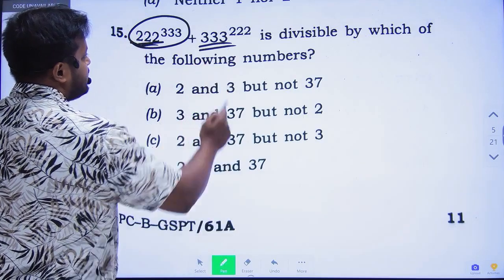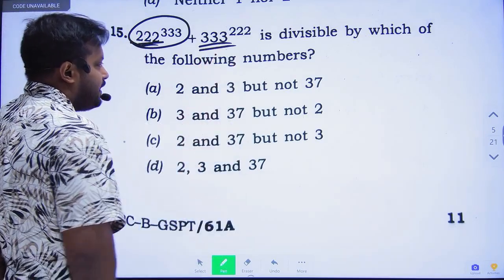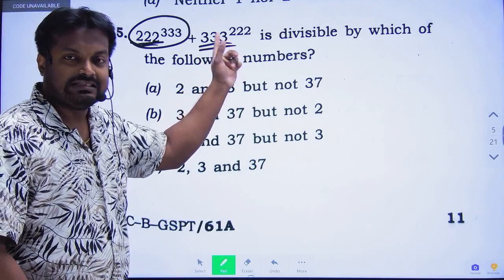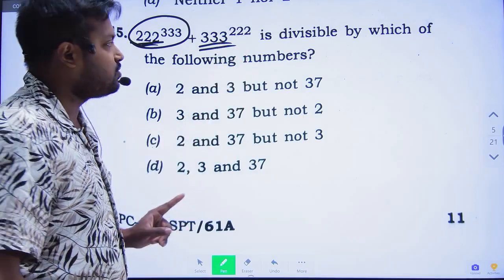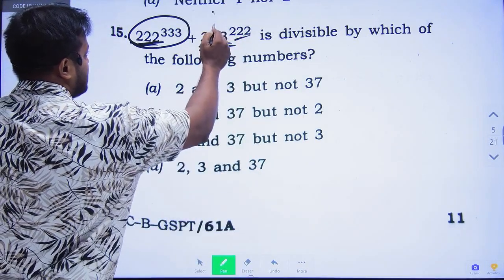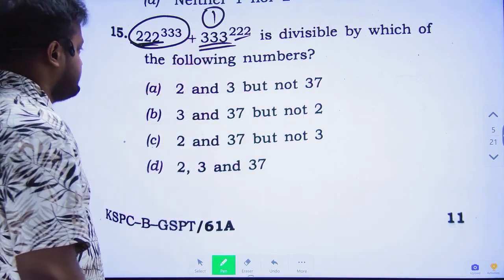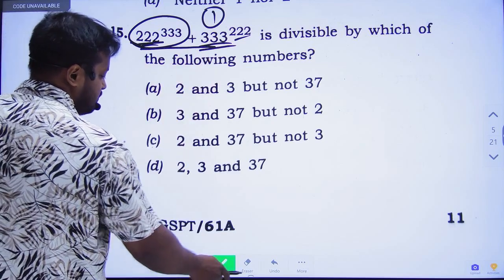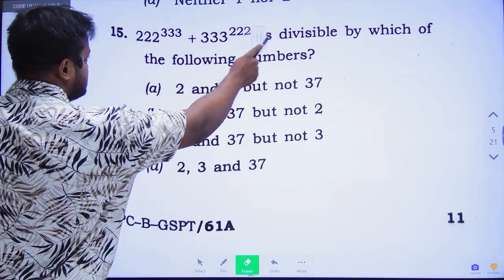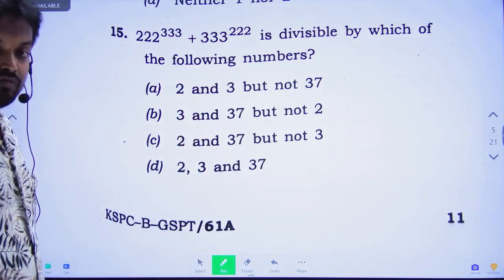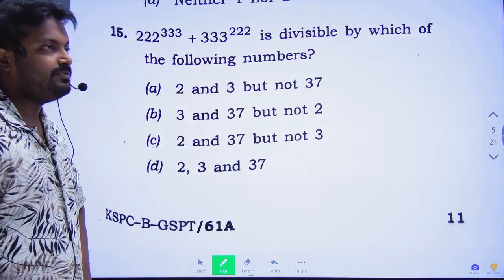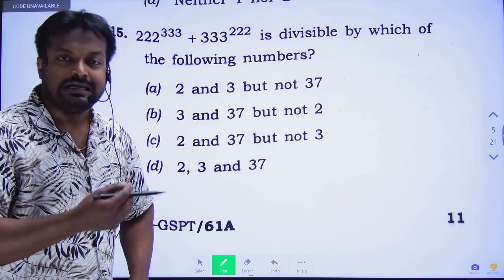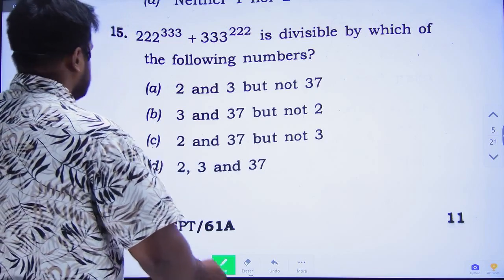In this case, to find the remainder with respect to 2, we only check the last digit. Last digit 3. 3 by 2 means remainder 1. So 1 to the power 222, so remainder is 1. If we divide by 2, the remainder would be 1. So the complete number is not divisible by 2. Now let's check with 3. For 3, the divisibility is sum of digits. If the sum of digits of a number is divisible by 3, then the number is divisible by 3. Check.